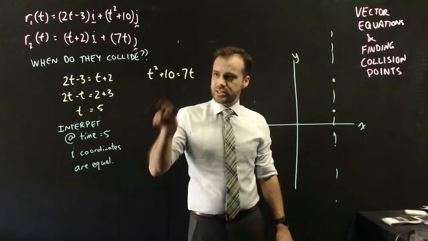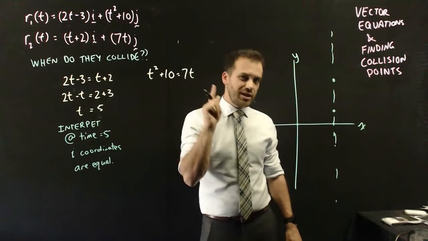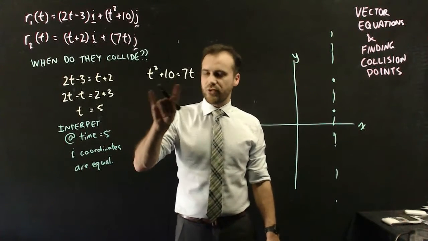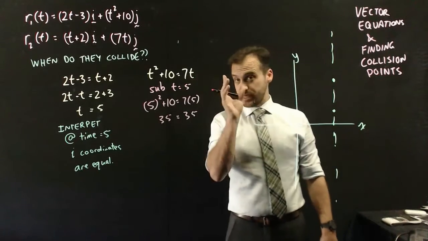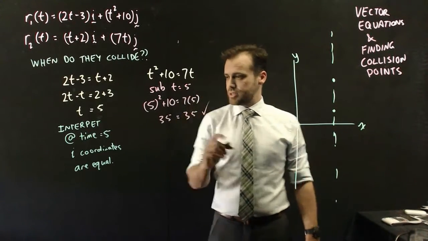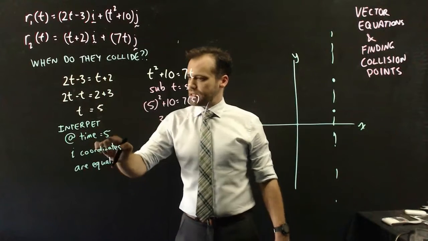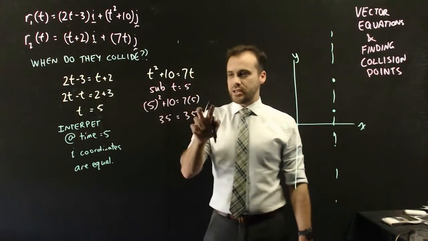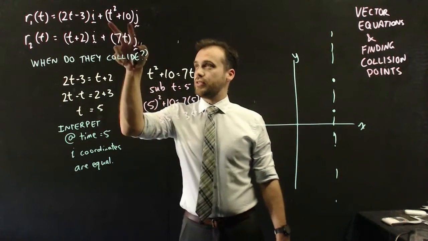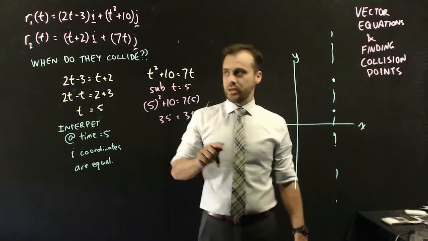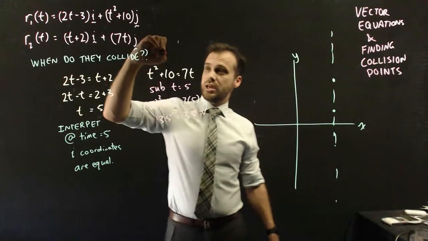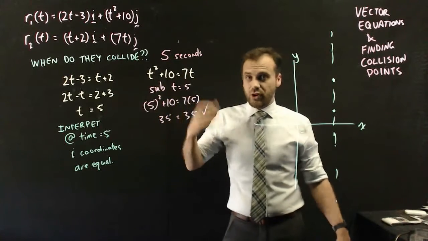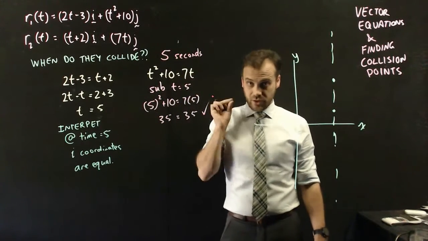Now, if I test that in here, this will tell me whether they have the same y-coordinate at that time. So let's see if time 5 works in this. And it does. So you can see that at time 5, the coordinate for this one is equal to the coordinate of that one, and at time 5, the coordinate of that one is equal to the coordinate of that one. So, when do they collide? The answer is 5 seconds, or 5 minutes, 5 hours, whatever it is. Whatever that time is, 5.